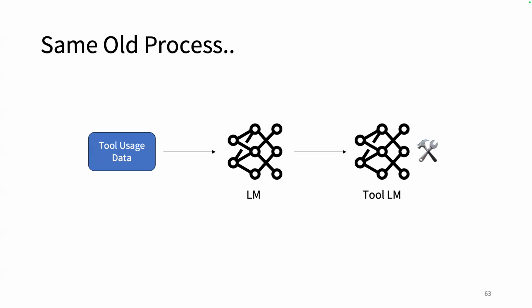So how were these tool LLMs conventionally trained? It's the same old process. We used to collect as much tool usage data as we can from human annotators and train the LM on top of it, where you get the tool LLM. So in this paper, we ask the question: can we curate small and super high quality synthetic data, which will help the LLM generalize to tools that it hasn't seen before?